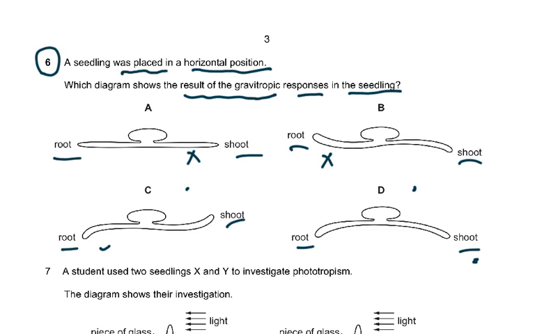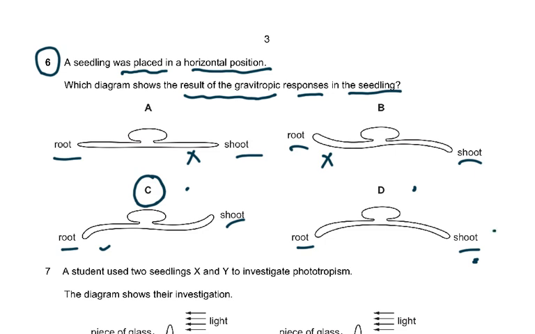So that is why what you have to understand is, when you're reading the question, you look at the possible answers. That is why the answer would be C. Why? Because the shoot is growing upwards and the root is growing down. So question 6, the answer is C.